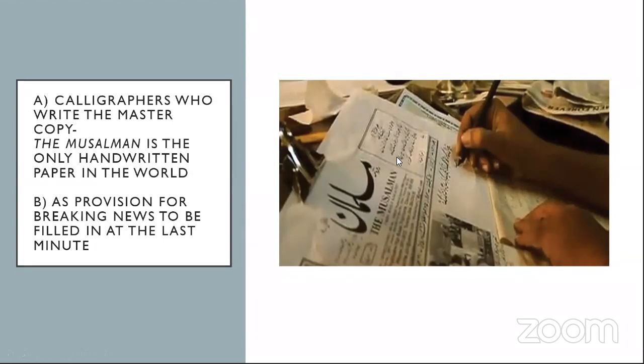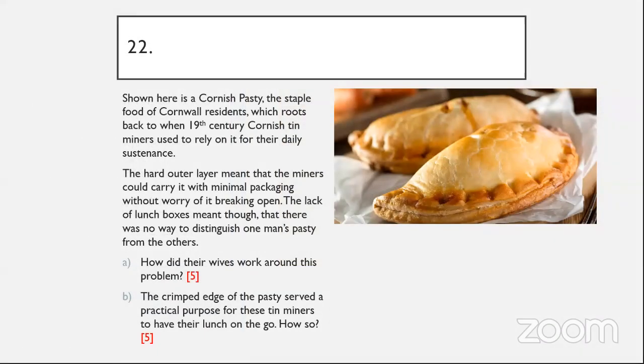Next question to team 3. So shown here is a Cornish pasty, the staple food of Cornwall residents. The Cornish pasty has roots back in 19th century Cornish tin mines, where miners used to rely on it for their daily sustenance. The hard outer layer of the pasty meant that the miners could carry it with them with minimal packaging without worry of it breaking open. However, the lack of lunch boxes or any other packaging meant that there was no way to distinguish one man's pasty from another's. So how did their wives work around this problem is part 1.